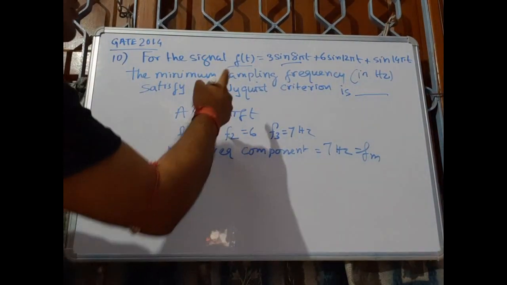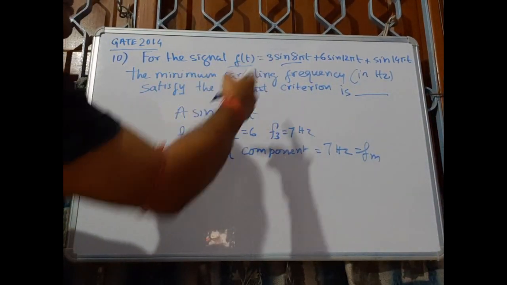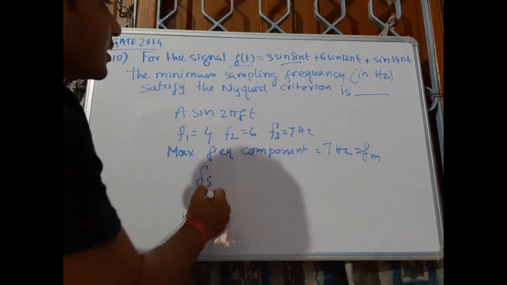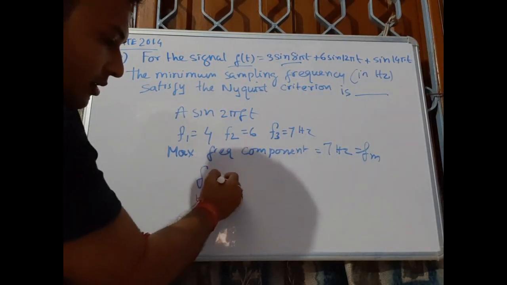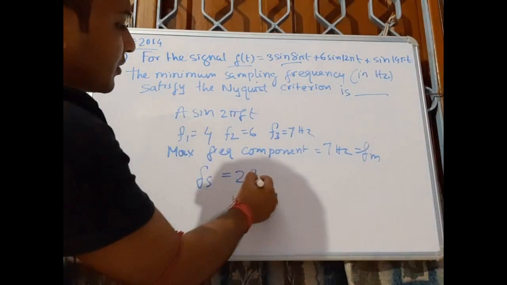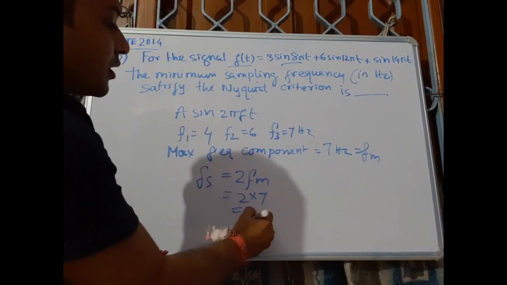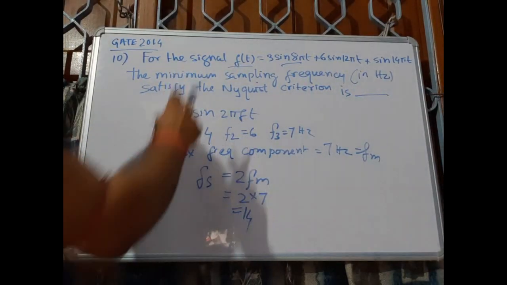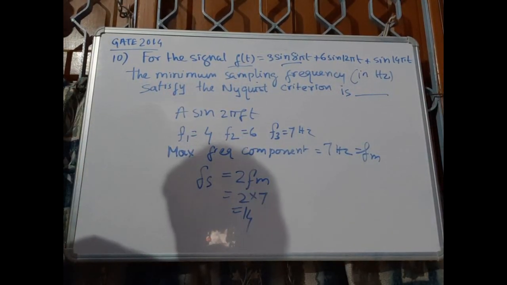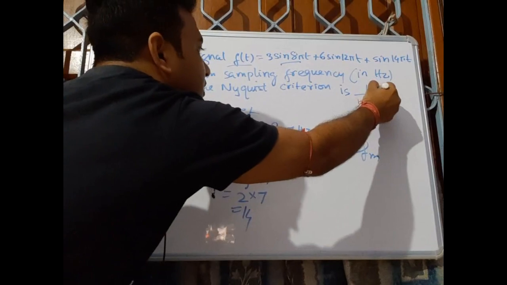So the Nyquist minimum sampling frequency fs must be 2 times fm. This is the formula. So 2 times 7 equals 14. So 14 hertz is the minimum sampling frequency to satisfy the Nyquist criterion. So this value will be 14.